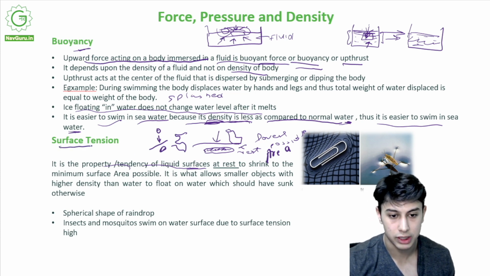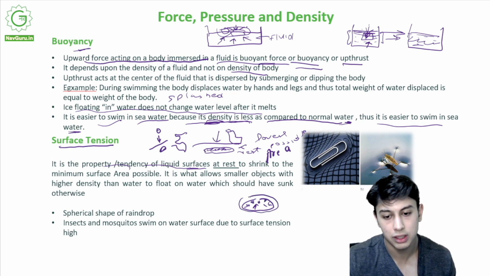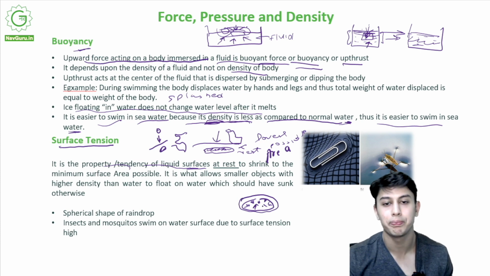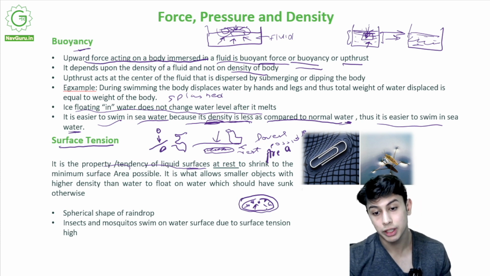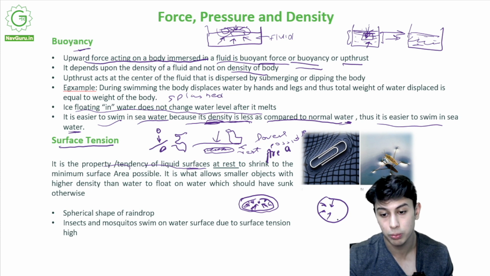This is due to surface tension. The water droplet is pushing itself to the center, and thus it remains in a particular shape. The molecules are trying to come to the center from every direction. Suppose we are viewing from the top, and this is coming this way, this way, this way. This is one water droplet.